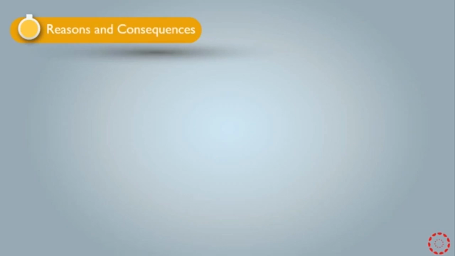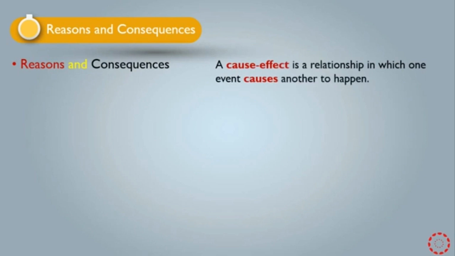Another subject we have is very easy: reasons and consequences. But this subject depends on meaning, so you have to know the meaning of the sentence. We don't have any rule, so you just have to understand the meaning of the sentence in Kurdish. Reasons and consequences: what are the reason and consequence? Or you can say cause and effect.